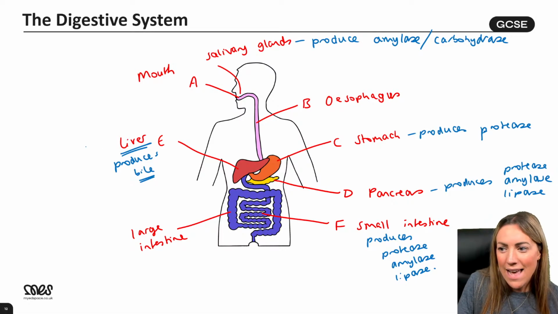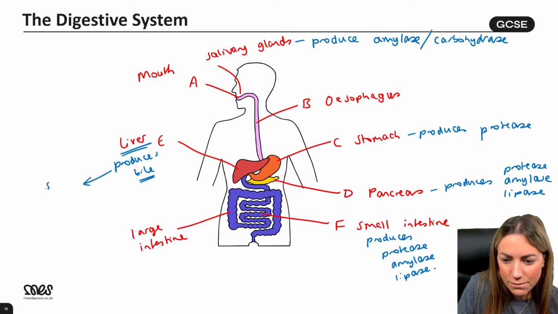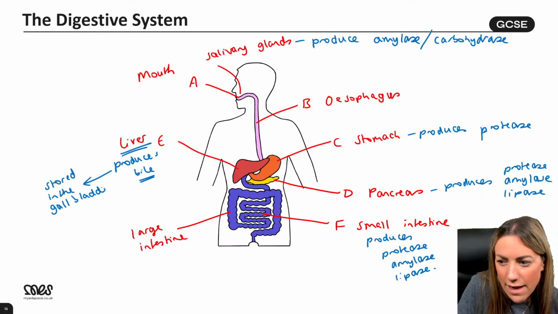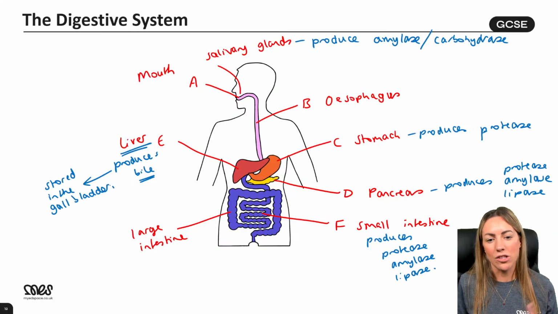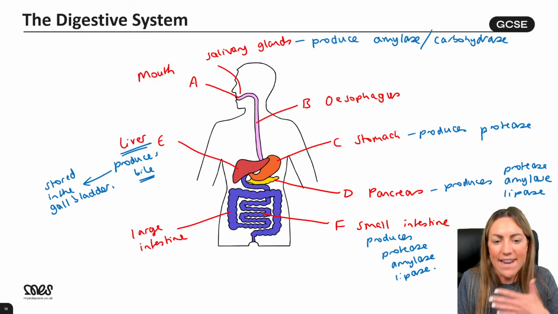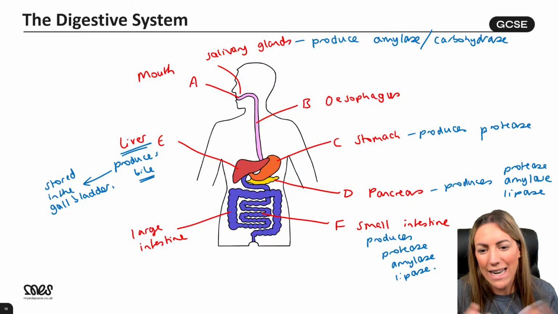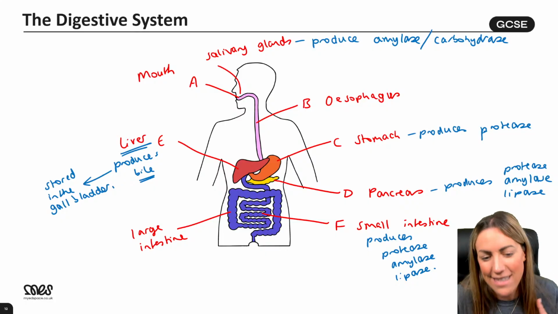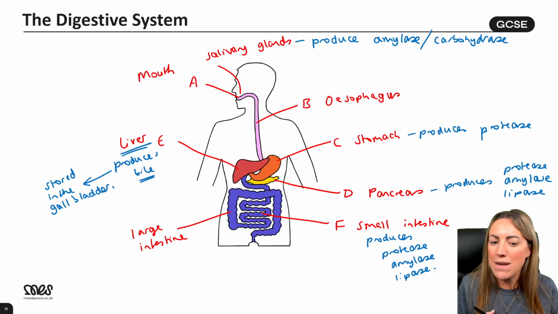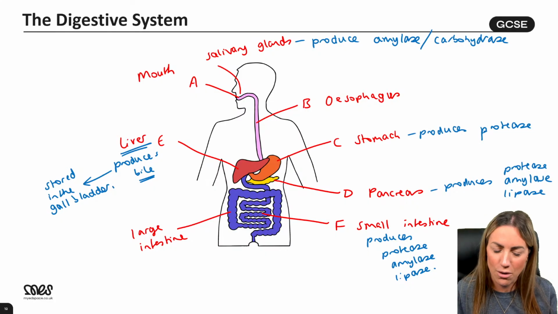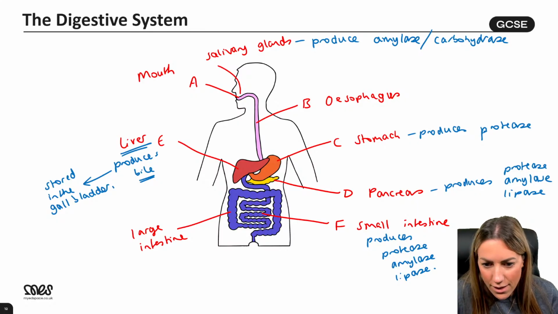Well done. It produces bile, which is then stored in the gallbladder. Good knowledge from lots of you there. So the liver makes the bile, it's stored in the gallbladder, and then it's released into the small intestine. Yeah, amylase is a carbohydrate, Lex. So at GCSE, you can say amylase or carbohydrates for AQA. It is fine. Okay, what do the enzymes break down?